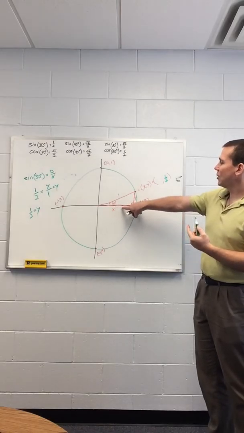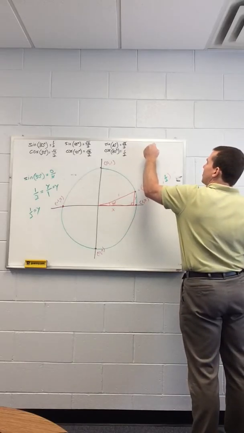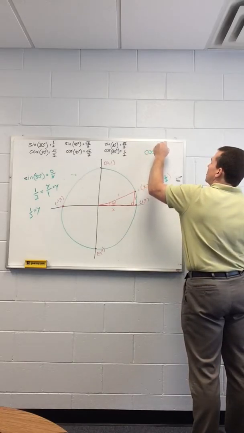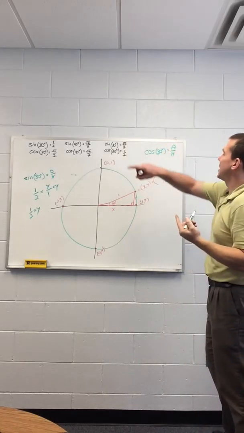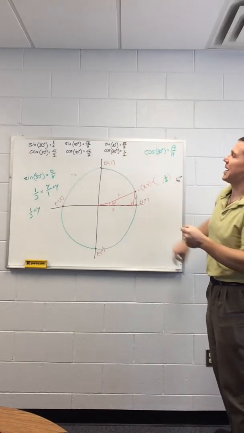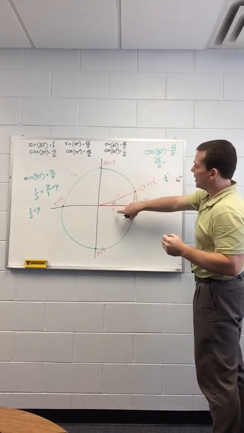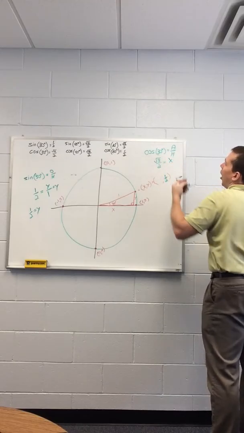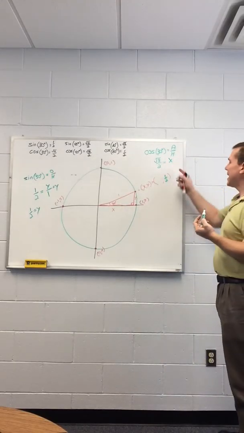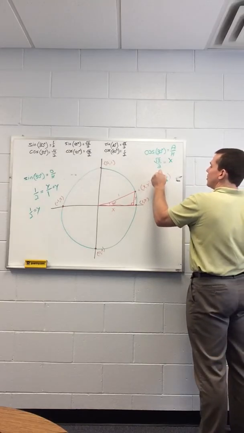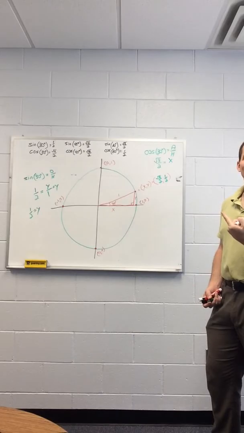If I want to find the cosine value of 30 degrees, I can do the same thing. Cosine of 30 degrees is adjacent over hypotenuse. When I substitute in what I know, the cosine of 30 degrees is √3/2. That's equal to the adjacent side, which is x, all over the hypotenuse, which I know is 1. So that just goes away. And I get that x equals √3/2. And now I know the value of that point.